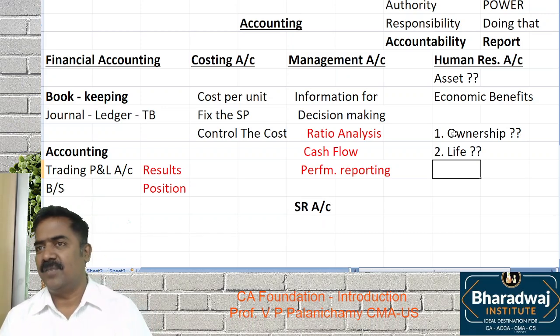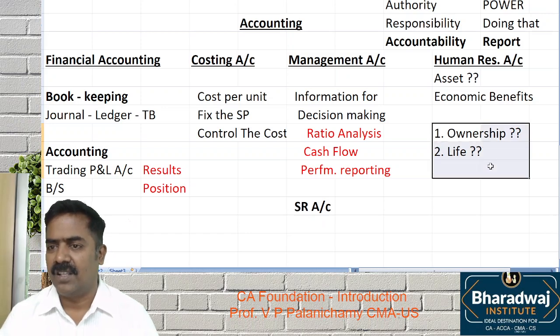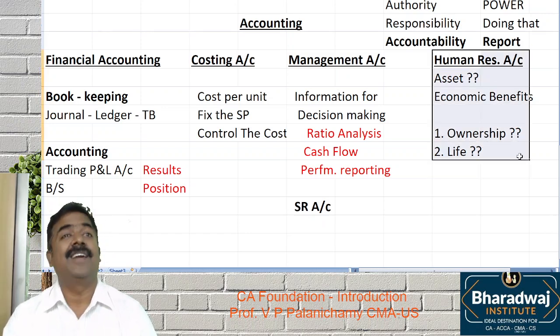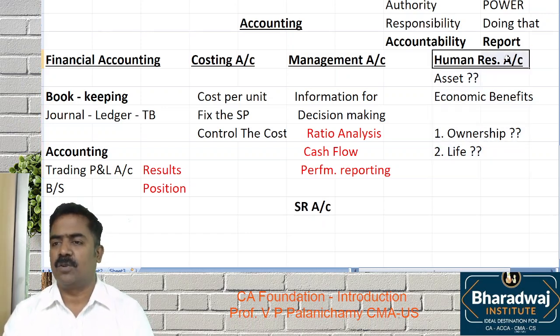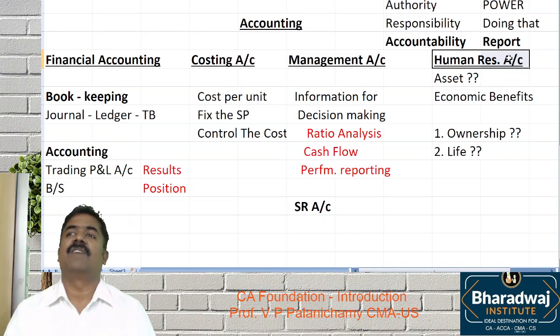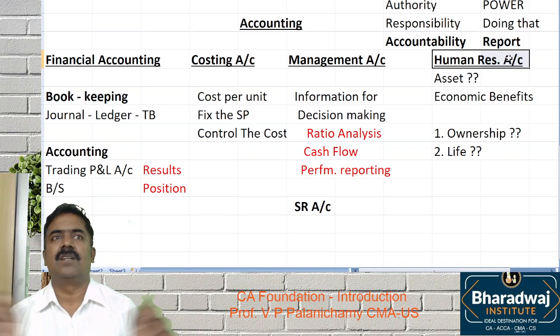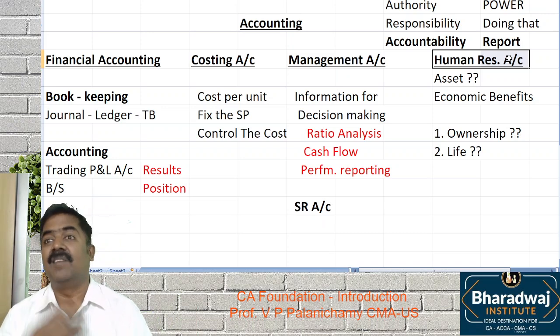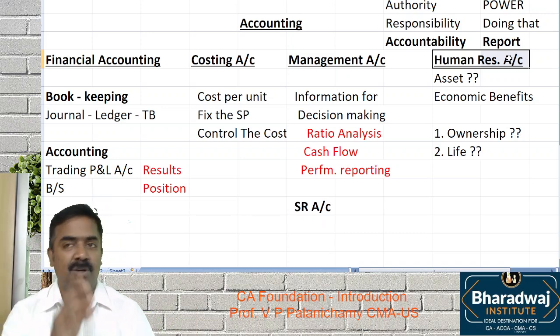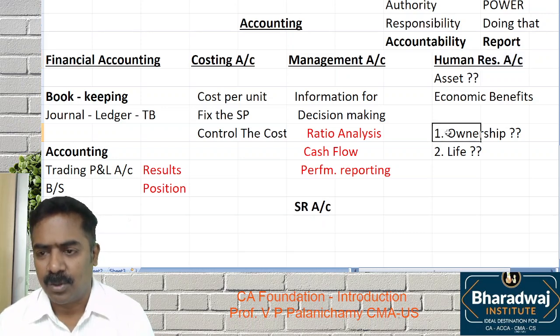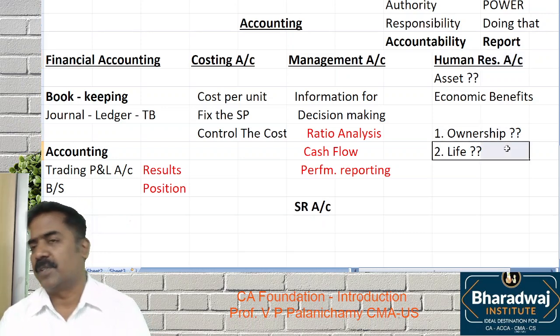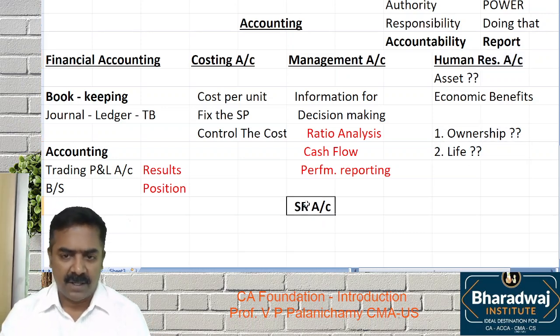Life is contingent. Ownership is not there. That is why human resource accounting cannot be done. Then why should we study it, sir? Very simple. Human resources are valued but they are not accounted. Mergers, amalgamations, at that time they will value each human resource, but you cannot do which one? Accounting, because ownership is not there and life is a question mark.